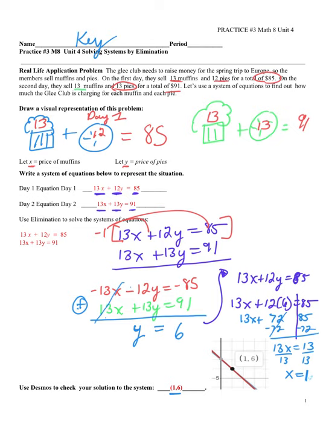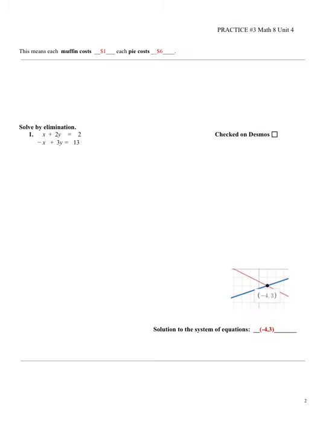The directions also say to bring this into Desmos. So in Desmos, you'd put in the first equation, 13x plus 12y equals 85, and then the next equation. And when you put them in, I have a picture here, their intersection point would be (1, 6). So it's $1 per muffin and $6 for a pie.